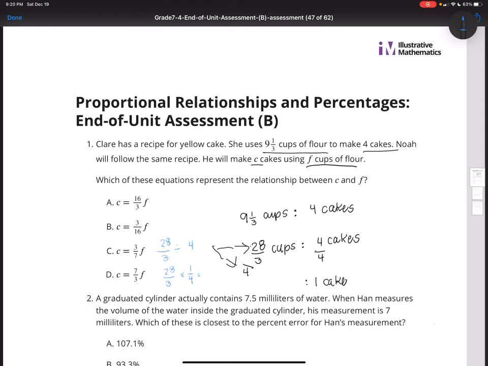Okay? So I'm going to multiply going straight across, which would be 28 over 12. And that can simplify because they're both even numbers. But the greatest common factor is 4. And I get 7 over 3. Okay? So it takes 7/3 cups of flour to make 1 cake.